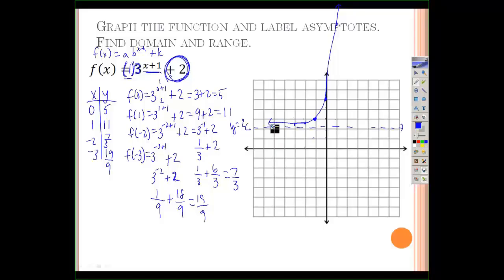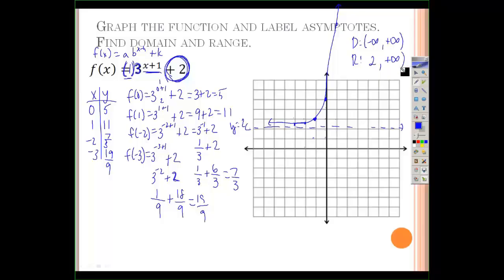All right, let's just talk about our domain and range. Our domain from the left to the right looks like we're going to the left forever, we're going to the right forever. So I'm just going to say it's all real numbers from negative infinity to positive infinity. The range, the lowest number to the highest number, the lowest number is going to be 2. Obviously, it's going to come really close to 2. The higher number is going to be positive infinity because it does go up forever.